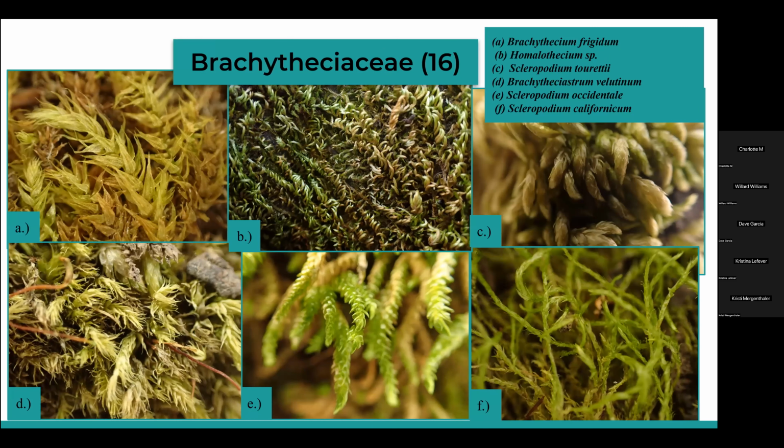Then the third most rich family within the state park is Brachytheciaceae. No big surprises here. We have all the Scleropodium species, a few Homalotheciums, a few Brachytheciums. But the most uncommon out of the bunch, at least locally in the park, is Brachythecium frigidum, seen in picture A, which is really only found in some of the most wet and protected canyons within the park.